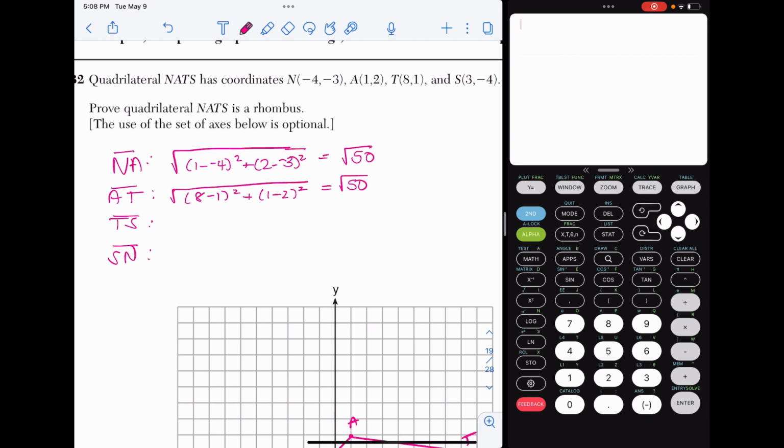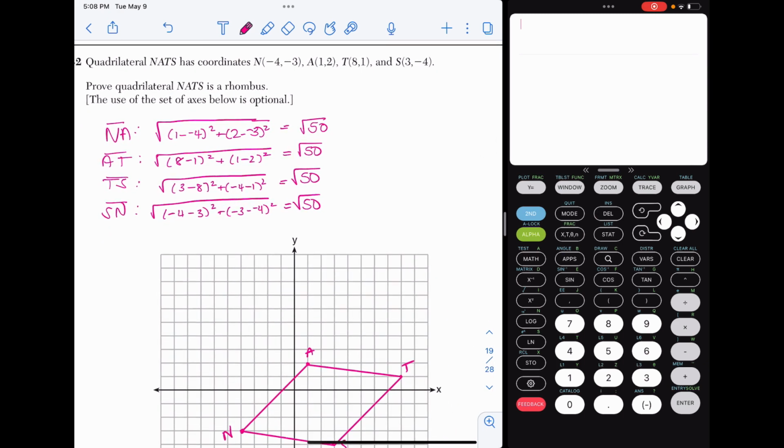For TS, subtract the x's, subtract the y's, radical 50. And last one, subtract the x's and subtract the y's. And we do get radical 50 for all of them. Since this is a proof, we should have a conclusion here. So I'm going to say that NATS is a rhombus since all 4 sides are congruent.